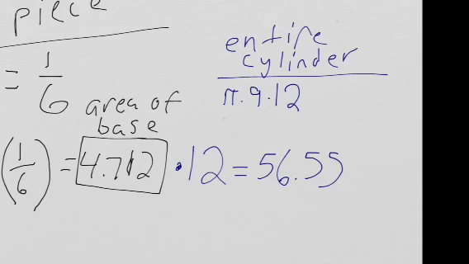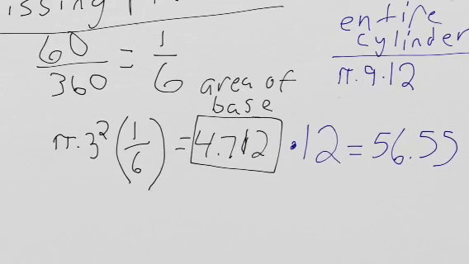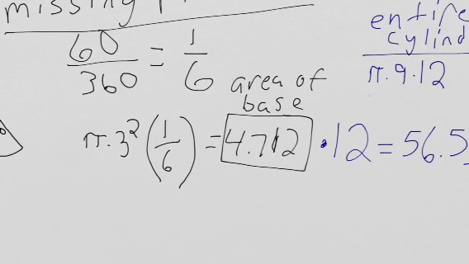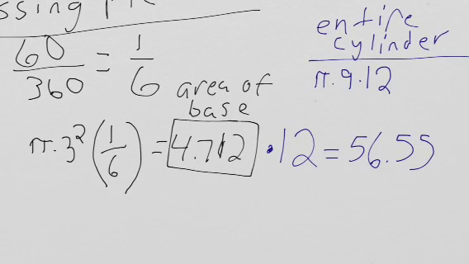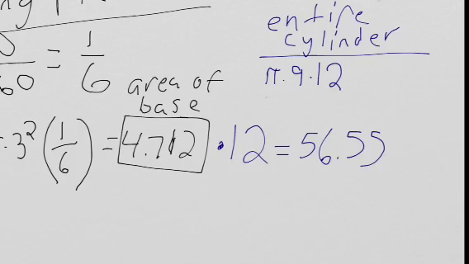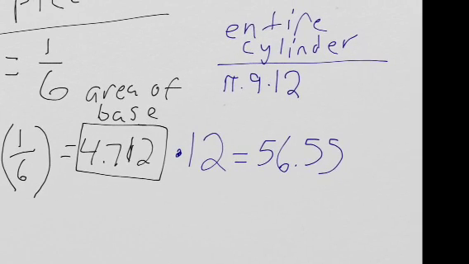All right, so this is the same process we did before, except we didn't multiply pi r squared by 1/6. We're just doing pi r squared and then multiplying it by the height. So this component is the same. The only piece that's different is this. Okay, so we'll do that in our calculator now. 9 times 12 times pi gives us 339.29.